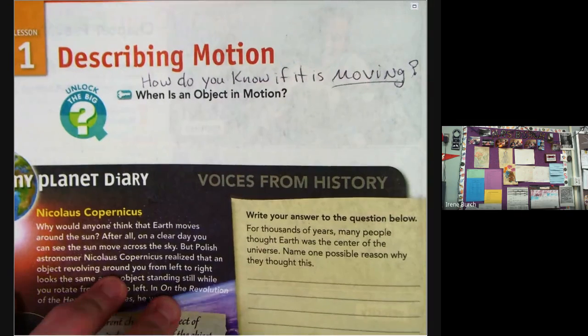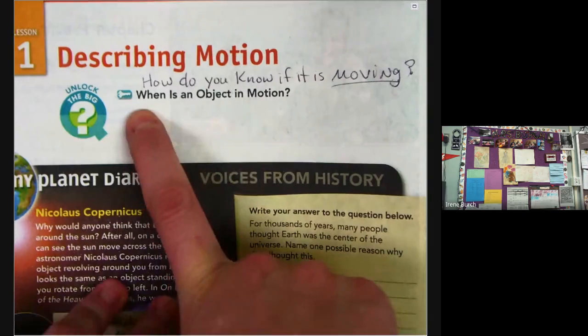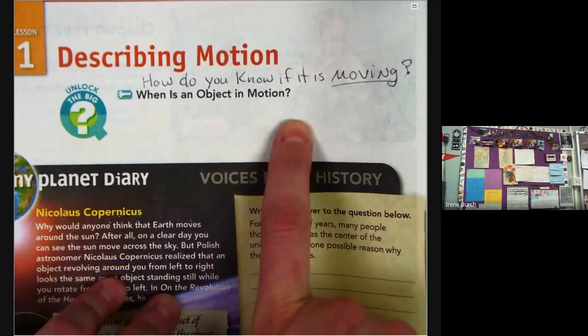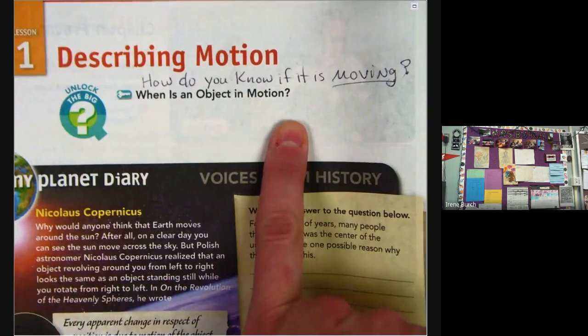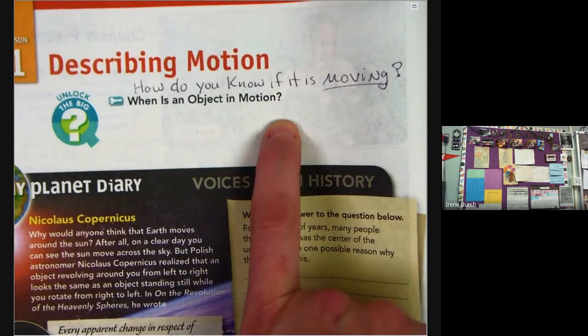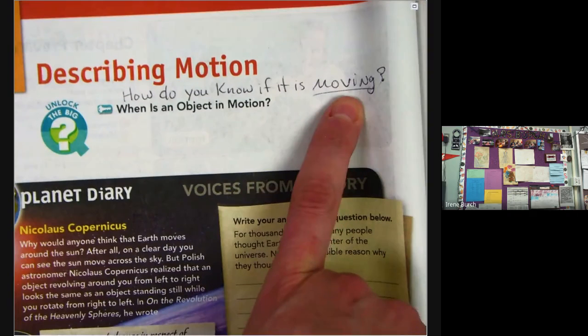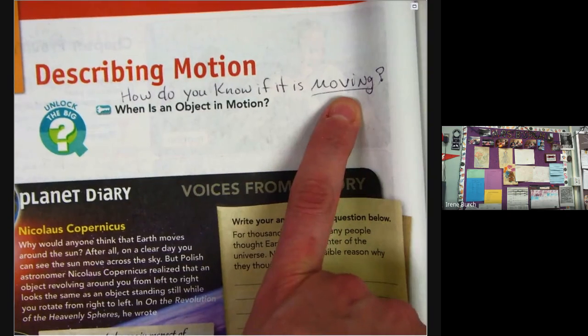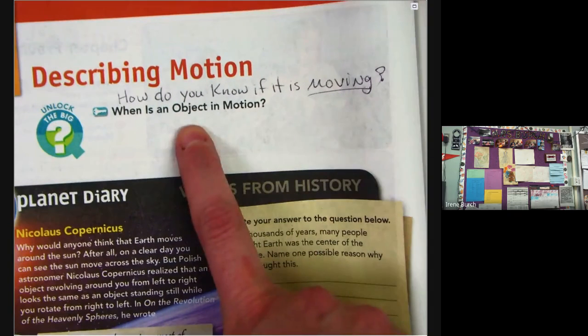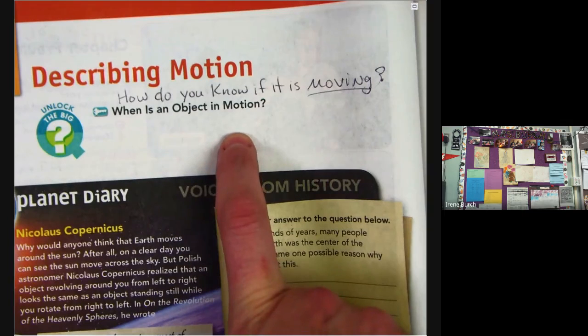All right. So the goal of lesson 1 is to figure out when is an object in motion. In everyday language, people don't necessarily use the word motion a lot. You talk about if something is moving. It's the same question we're trying to answer. How do you know if something is moving, or when is an object in motion? You could think of this either way, okay?